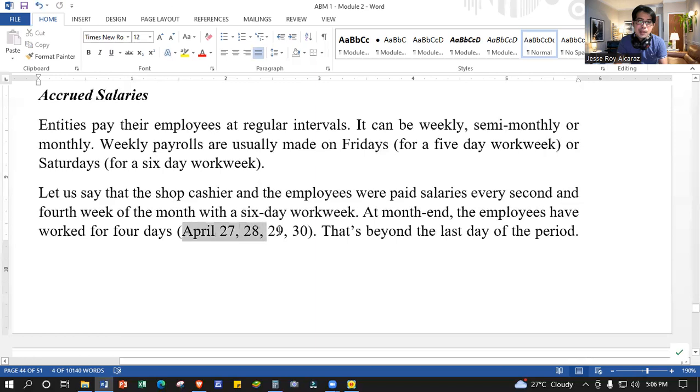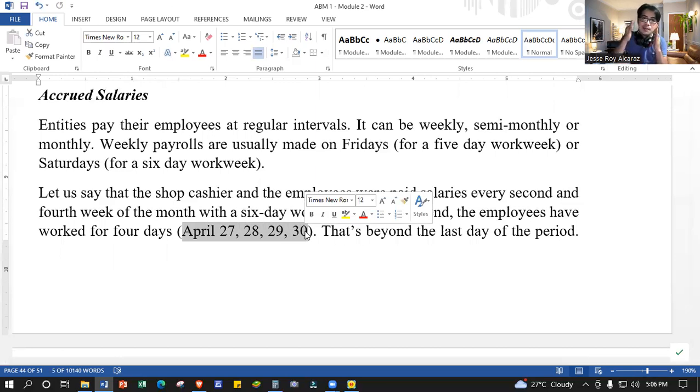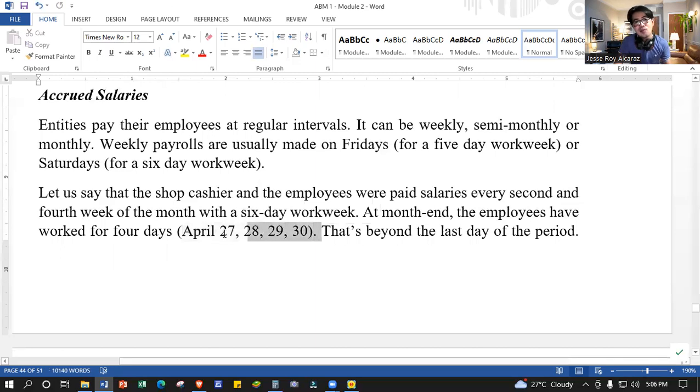But take note, these four days fall on April, for the month of April. So to set a cut-off and to record properly so that this expense does not cross over to May, we need to record on April 30 accrued salaries good for 4 days. Because if we record salaries when we pay on May 1 and 2, by the time we pay on May 2, our expenses have crossed over to May even though this salary is for the month of April.